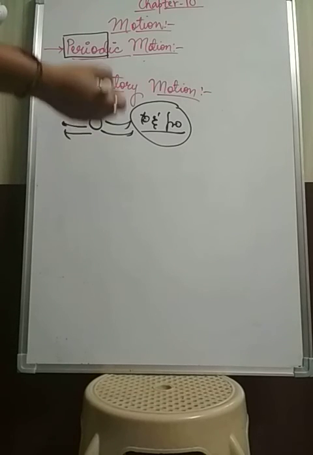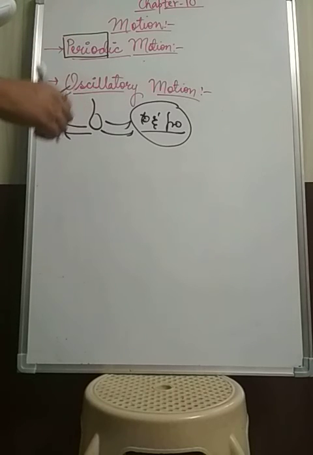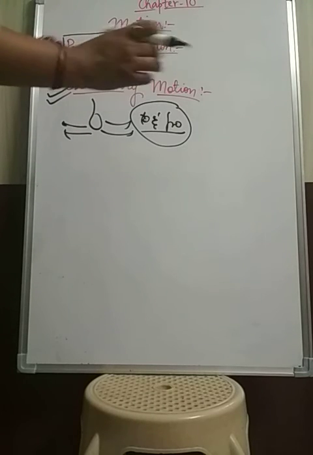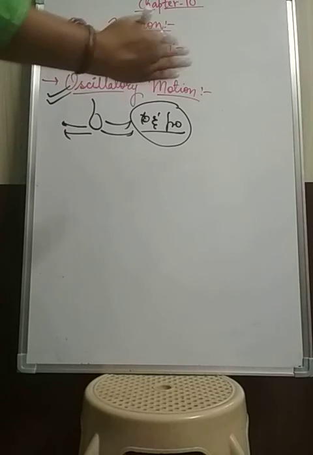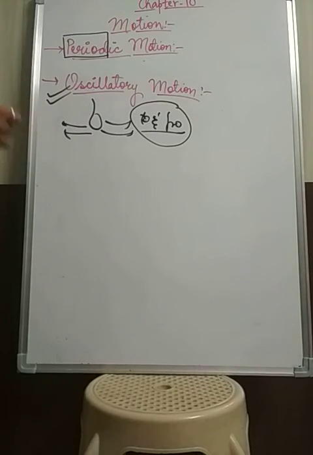Another example is the motion of a pendulum. I already explained it in periodic motion. Another is the motion of the skin of a tabla. When you beat the tabla, the skin of the tabla will just vibrate like this, the to and fro motion. So that is known as oscillatory motion.